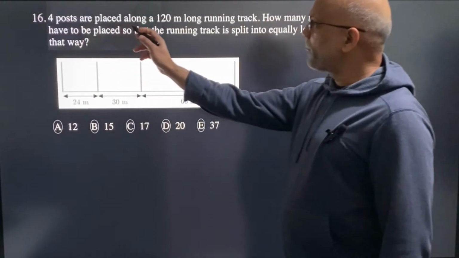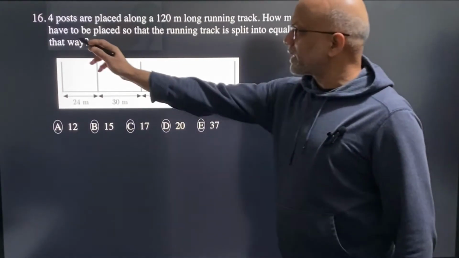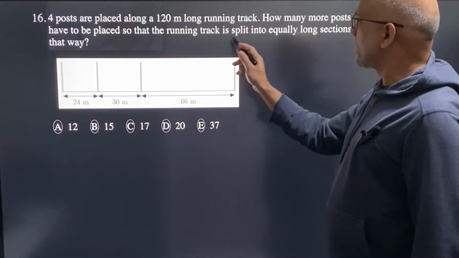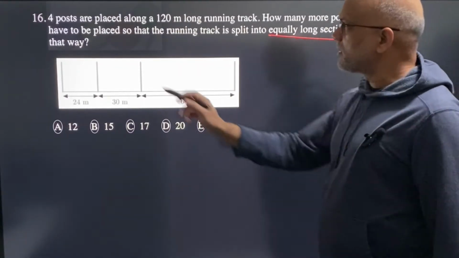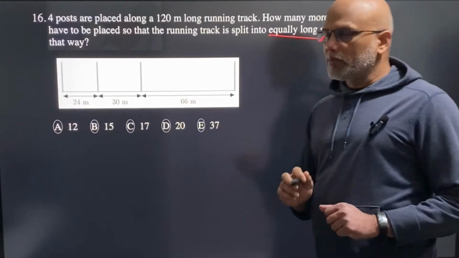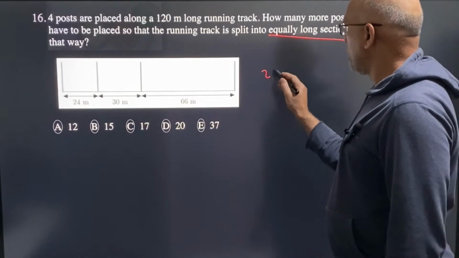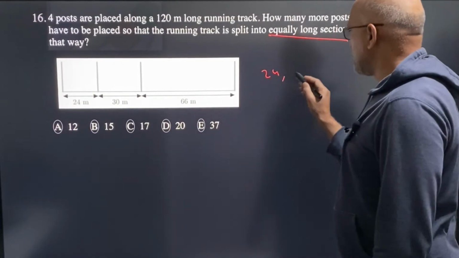4 posts are placed along a 120-meter long running track. How many more posts have to be placed so that the running track is split into equally long sections that way? You can probably realize that this is a GCF problem, greatest common factor. So let me find the GCF of 24, 30 and 66.